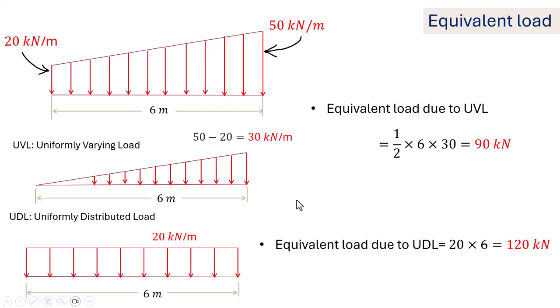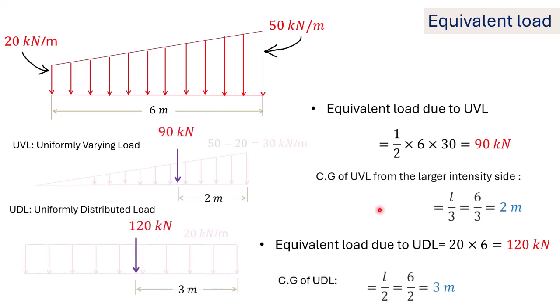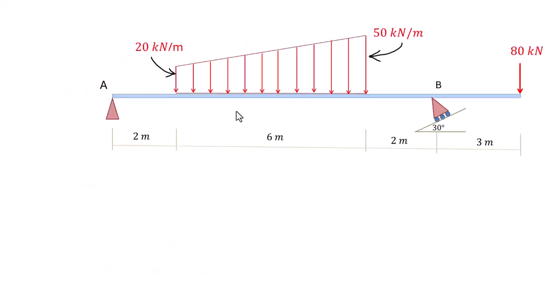Now we are going to find the location of the equivalent loads. This is the centroid, or location, of the UVL from the larger intensity side, which is at a distance of L by 3. We get 2 meter from the larger intensity side. And for the UDL, the location is at a distance of L by 2 from either side of the load, that is 3 meter.